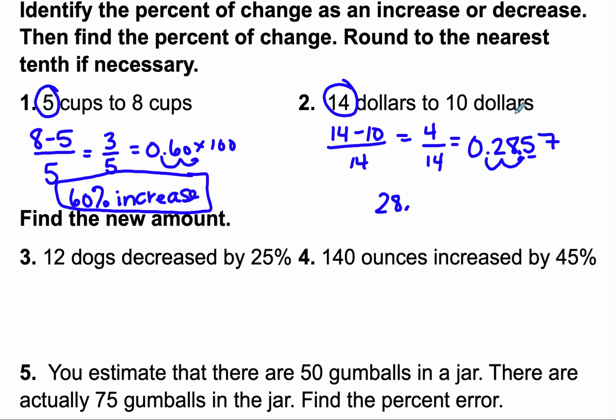0.5 or 0.6. I look at the number behind the 5, that's the 7. 5 or more rounds it up. 4 or less means the same. 7 rounds the 5 up to a 6. So 28.6%. That is going to be a decrease because the number is getting smaller.